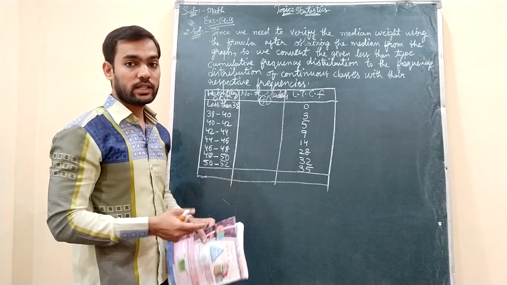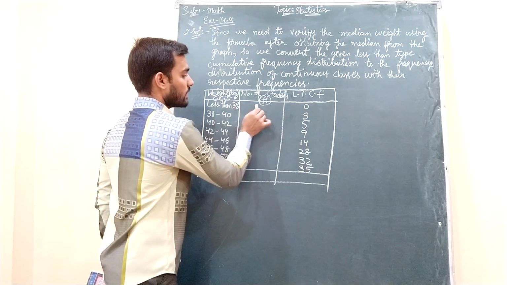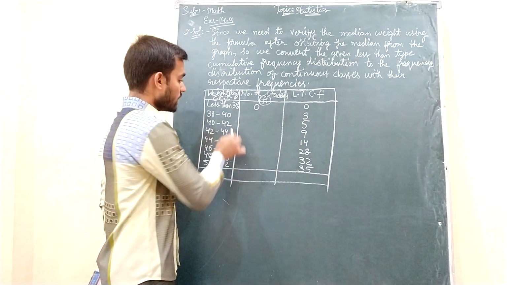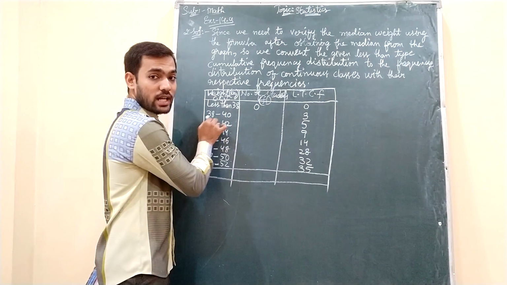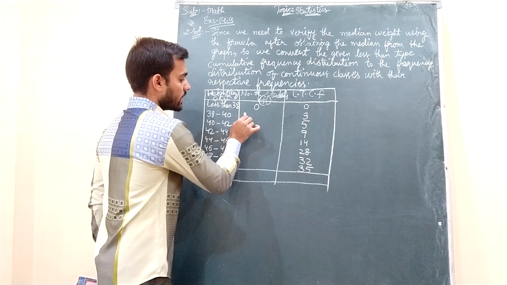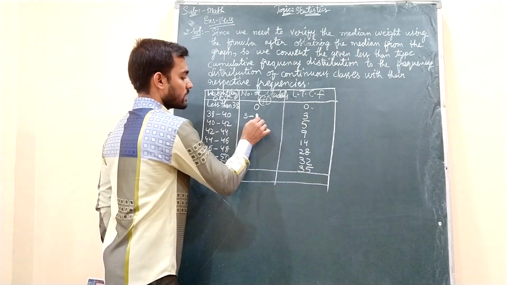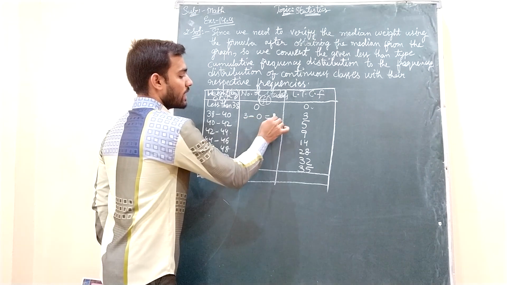Now, as we have learned in yesterday's class how to find out the frequency values, this first we will keep as it is, 0. Then to find out how many students are there in between 38 to 40 kg weight, so I will take this 3, and from this 3 I will subtract the above cumulative frequency, that is 0. So 3 minus 0 I will get 3.